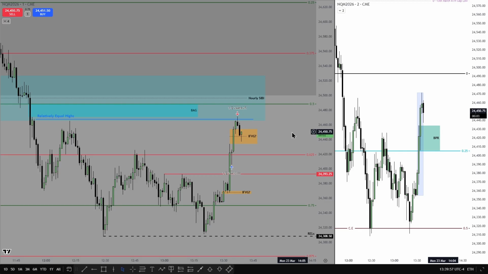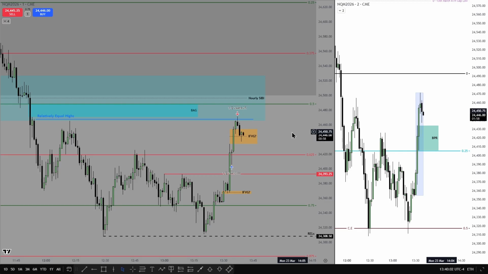So here I want to see an inversion fair value gap. I'm also considering in my head that we do have the bounce price range below us, but if we get an inversion fair value gap with a strong closure beneath it, the bounce price range shouldn't be a problem because we just swept buy side liquidity. You'd also want to look at the time in the bottom right of the chart right now.